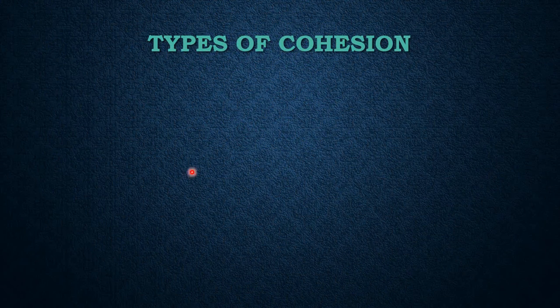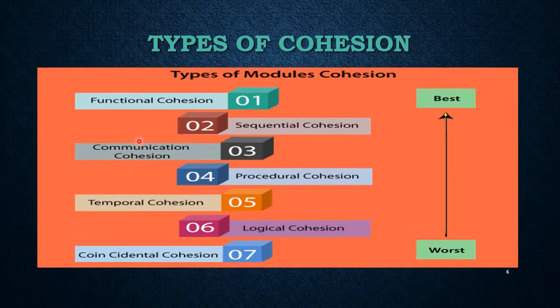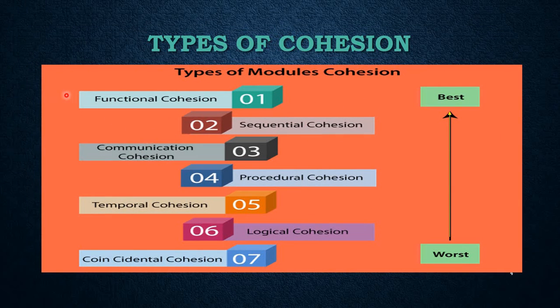Cohesion, being the intramodular strength, can be ranked from high, the most desired one, to the worst, the least desired one. While designing a system, cohesion should be maximized. Now, let us start with the desired form of cohesion. That is, functional cohesion. In functional cohesion, a module performs one and only one computation and then returns a result.